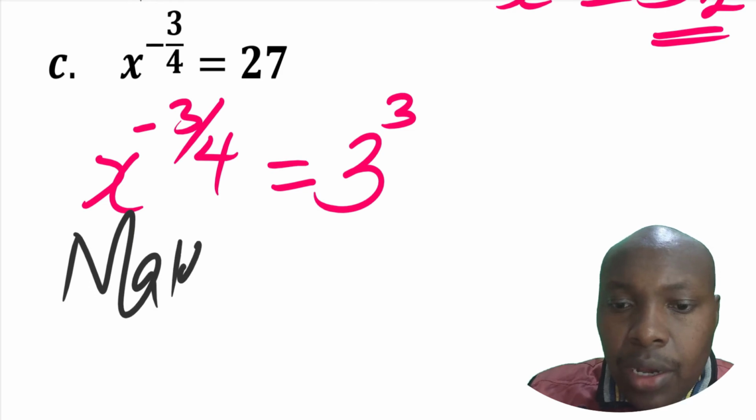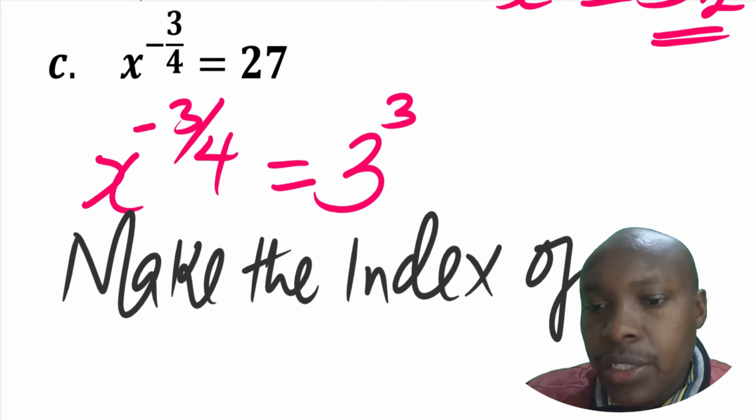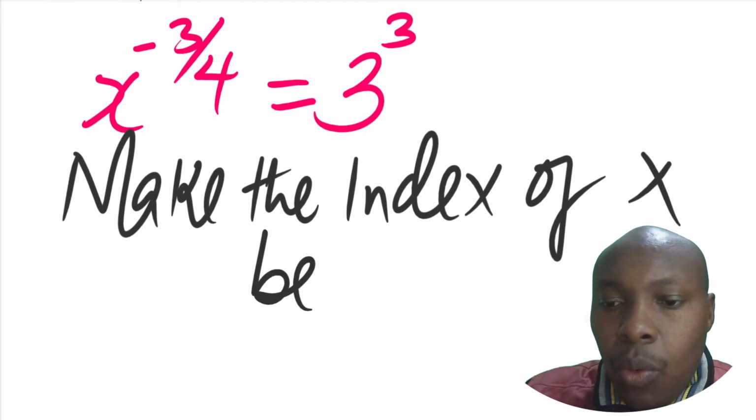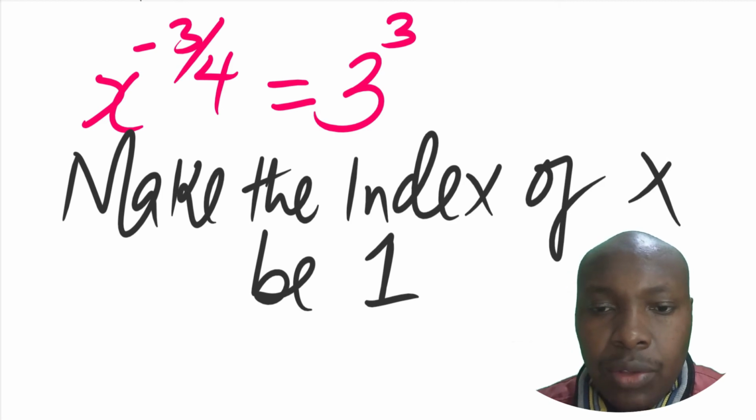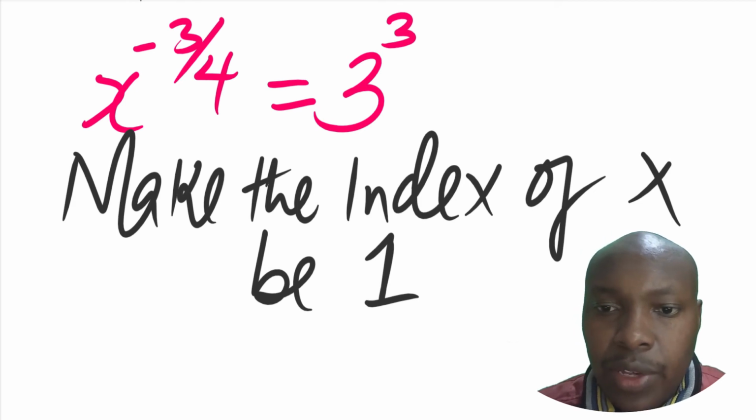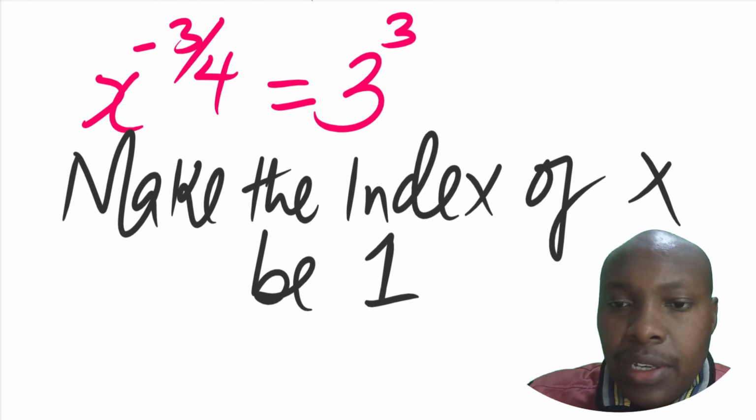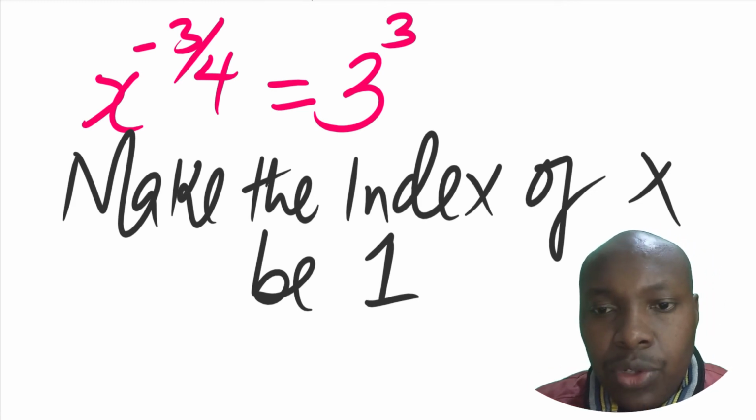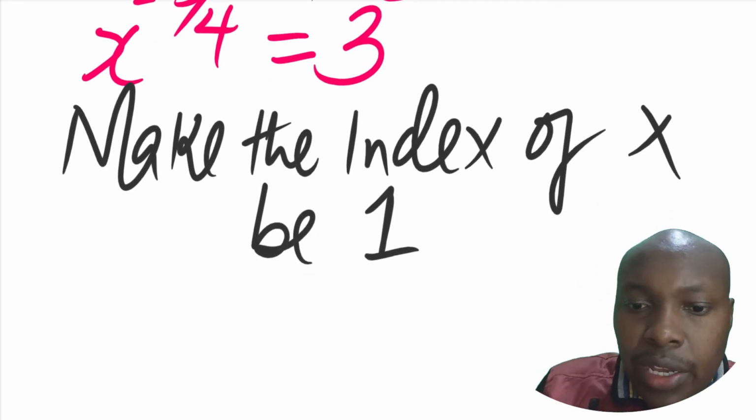So make the index of x be 1, since we are solving for x. Therefore x needs to be raised to index 1 in order to obtain the value of x. And to do that, we shall multiply the indices of both sides of the equation by the reciprocal of negative 3 over 4. And this is what we shall get.